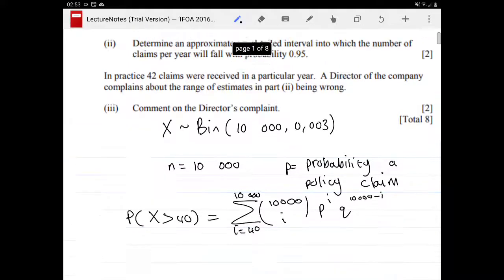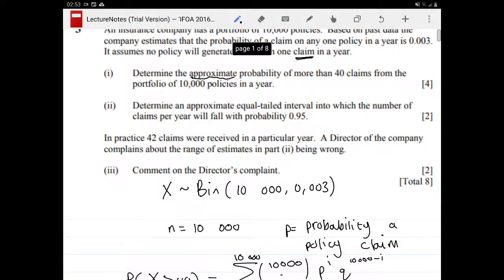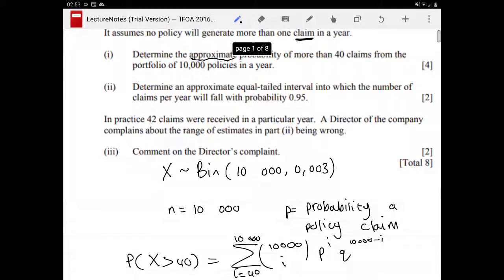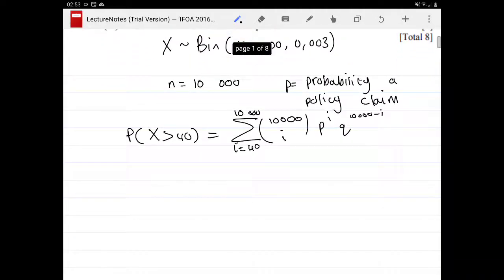And if you don't have a computer, that's difficult. In an exam, you don't really have a computer. Well, in some of the exams you do, but that's besides the point. In this one, I don't think you do. So that's why they're asking for the approximate probability, and it's also a test that you understand the normal approximation.